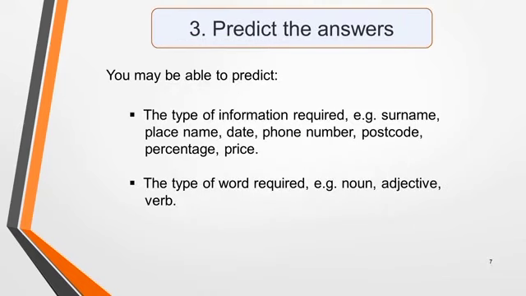The next preparation task is to try to predict what the answers might be. This will focus your mind on what to listen out for in the recording. Occasionally you'll be able to predict the actual word, but mostly it's one of these things that you'll be able to determine. The type of information required, such as a name, a number, or a percentage. Or the type of word required, for example a noun, an adjective, or a verb. Any clues you can get will help you to understand the recording and identify the information needed for the answers.